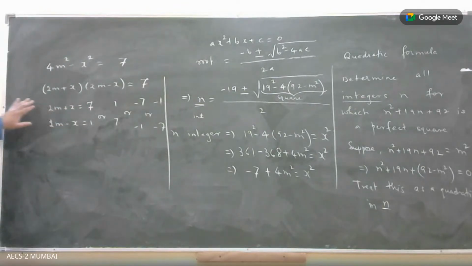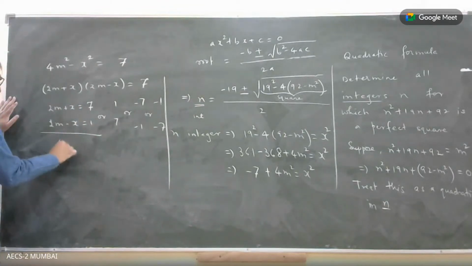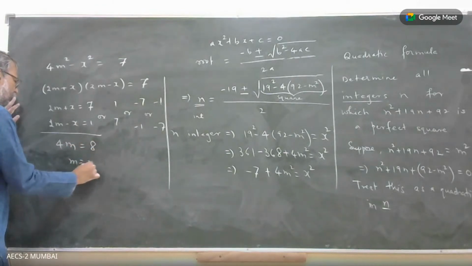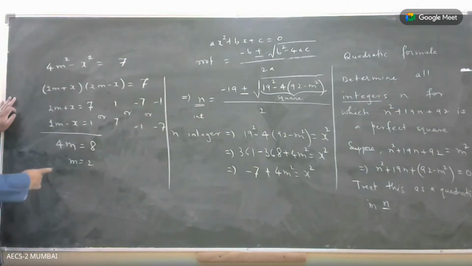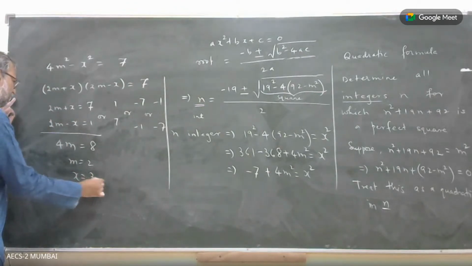Now how shall I solve this? There is plus minus x, I simply add them. So adding, I get 4m equal to 8, which means m is 2. But once m is 2, I put it here, and I get x equal to 3.